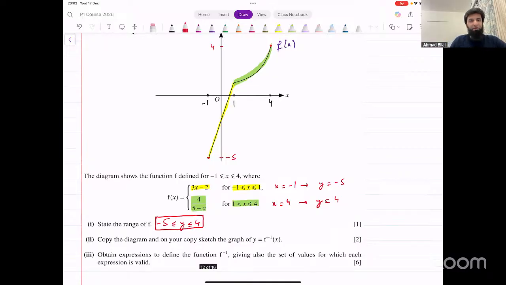What's the relation between the graphs of f of x and f inverse of x? They're reflections of each other, right? Zara, I've not seen a question like this from 2020 onward.